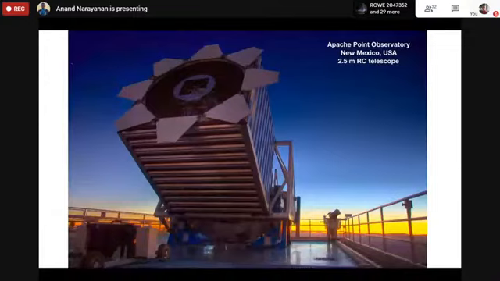So this is the picture of the Apache Point Observatory. This is the 2.5 meter telescope that is located in a place called New Mexico in the US. It's an arid place, which means that the sky is more or less clear. This particular observatory was exclusively used for the Sloan Digital Sky Survey. It's a sky survey to map the positions of galaxies and also stars in roughly a quarter of the sky.